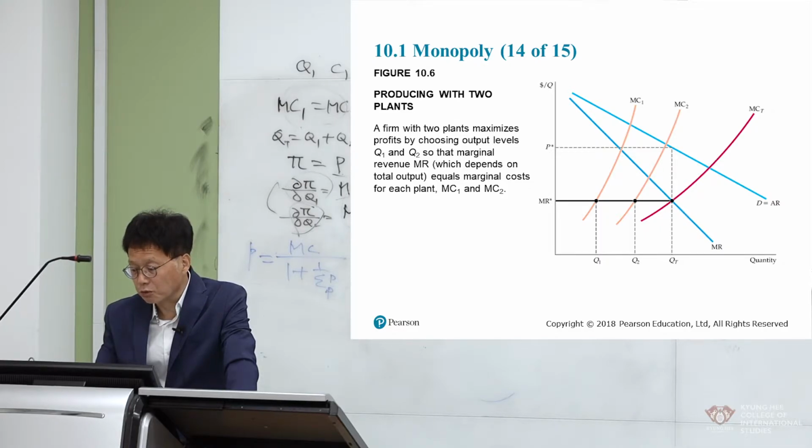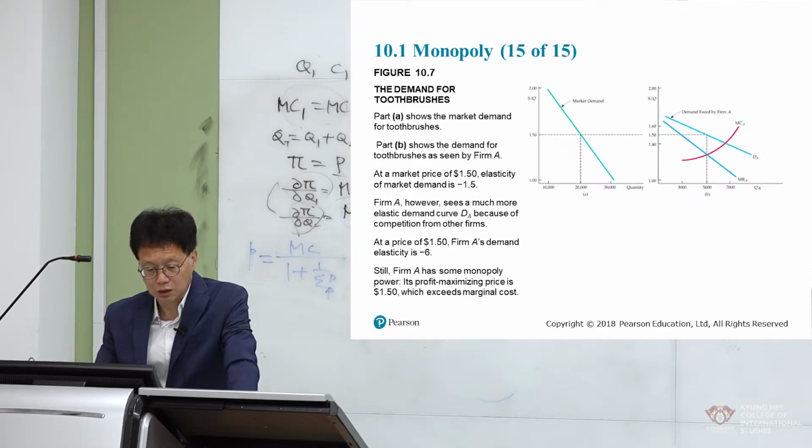And this total output QT is divided between production by plant 1 plus production by plant 2. That is Q1 and Q2, right? So Q1 plus Q2 is equal to QT. That is a graphical illustration. Okay? Then we go to the next slide.